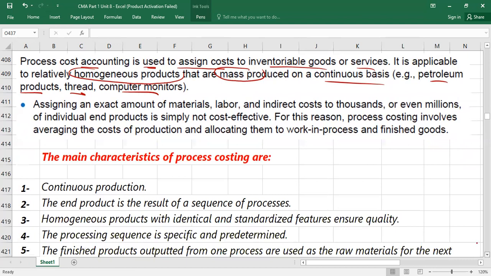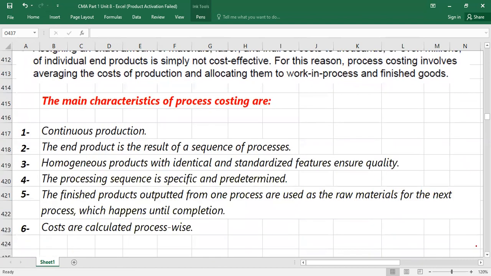Now guys, here we have the main features of the process costing. What are the main features? Number one, here we have a continuous production. Understood? Second feature is what? The end product is the result of a sequence of process. As you have seen, the car will pass through different departments. It means after the sequence of the processes, the car will be ready.